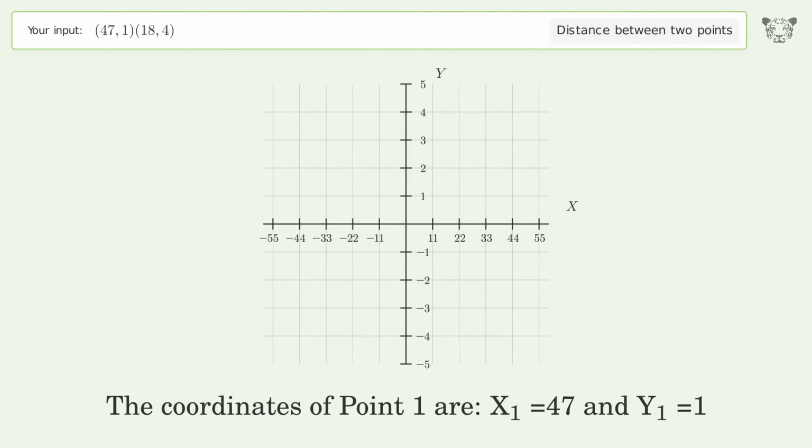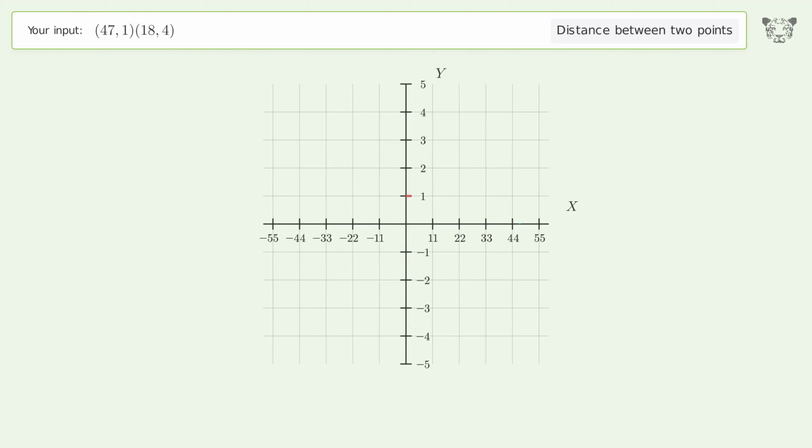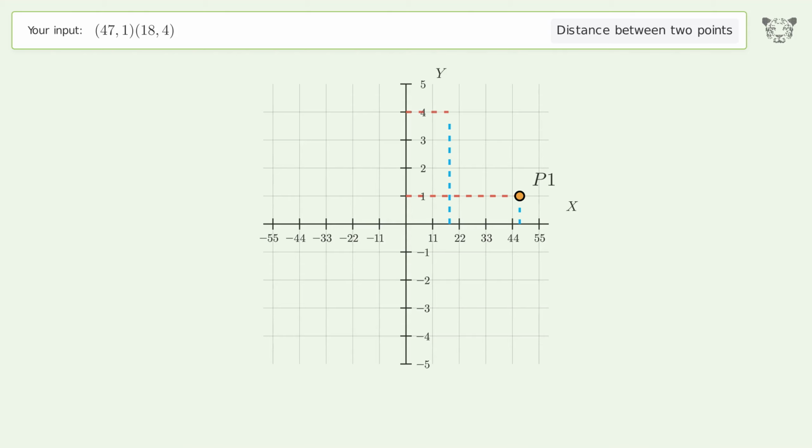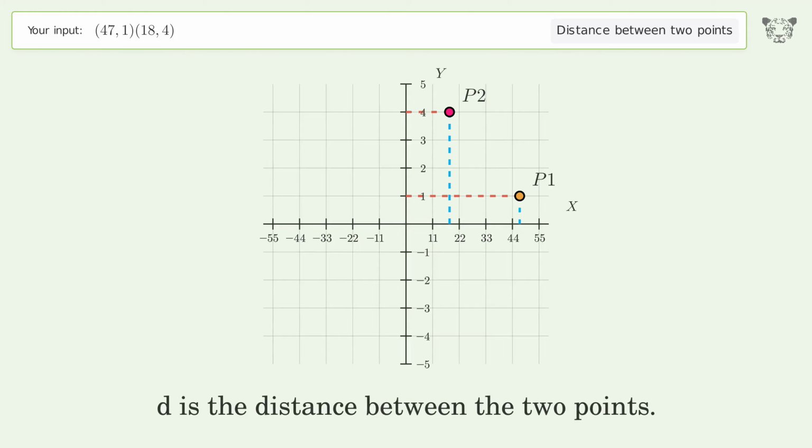The coordinates of point 1 are x1 equals 47 and y1 equals 1. The coordinates of point 2 are x2 equals 18 and y2 equals 4. D is the distance between the 2 points.